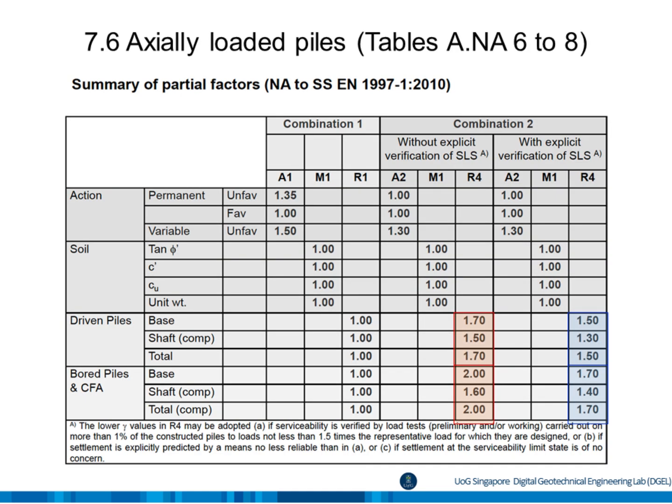This table summarizes the partial factors: action factors, material factors, which are mostly equal to 1, and resistance factors for driven and bored piles. The Singapore National Annex allows different R4 values, depending on whether serviceability has been verified. So if there is no pile load testing and we rely only on calculation, a higher resistance factor must be used, meaning the design becomes more conservative.